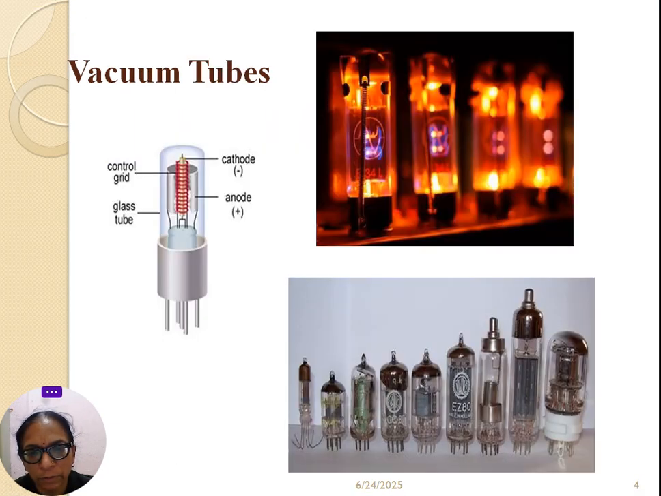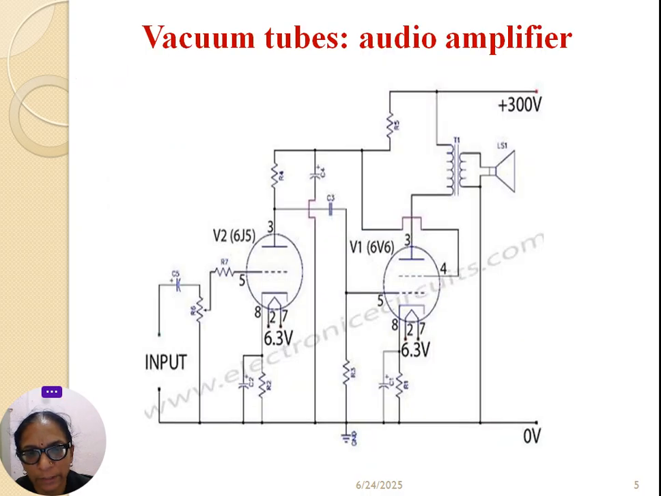This is the construction of a vacuum tube. Here you have the cathode, anode, control grid and glass tube. The vacuum tubes are made of glass from which the air was evacuated.